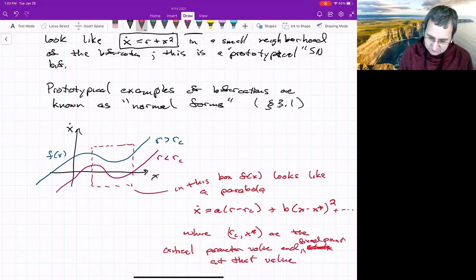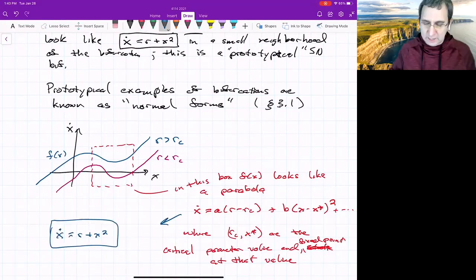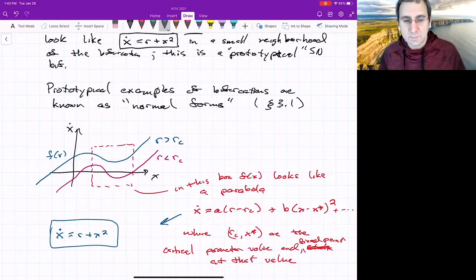And if you stare at this, you'll be like, oh, under the proper rescaling, this just is x dot equals r plus x squared. So that's the idea of a normal form. And next time, I'll talk about a couple of other normal forms, something called the transcritical bifurcation, and then the pitchfork bifurcation.